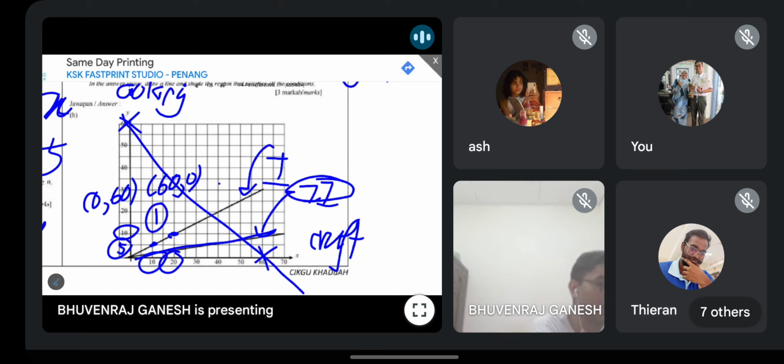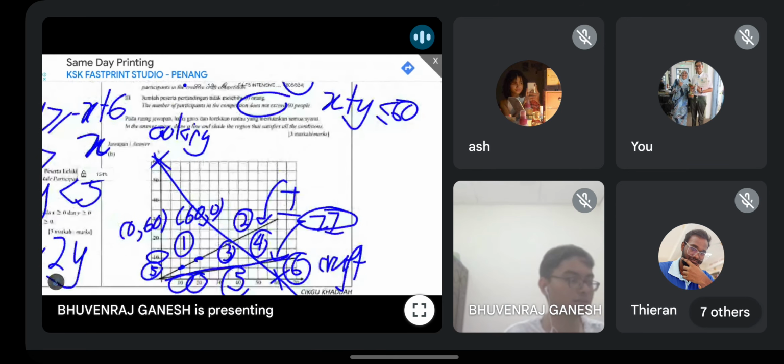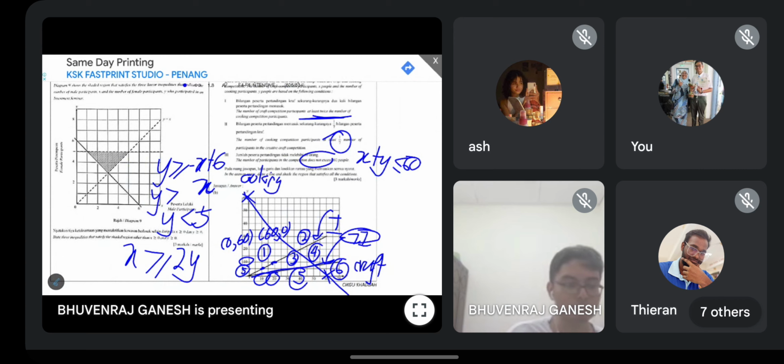Where is the shaded region? 1, 2, 3, 4, 5, 6. Tell me the answer. Where will be the shaded region for this one? If you want to see the question, you can see also. You all must get the inequality correct, then only you will know where's the shaded region. Once you get the answer, tell which one is the shaded region.